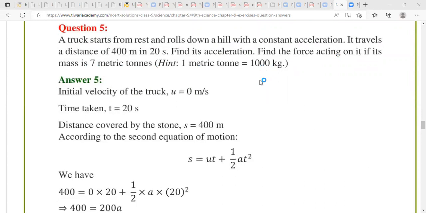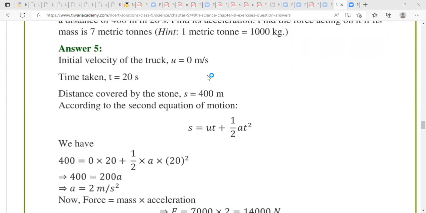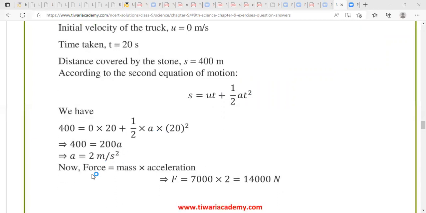So over here the initial velocity is 0 and the time taken is 20. The distance covered is this. From here, by using this formula, you will find out a, right? Because you have u, you have t, you have s, but you don't have a. So you will put the value and you will get the answer. Okay, once you got a, you have to find the force. You know the formula, mass into acceleration.